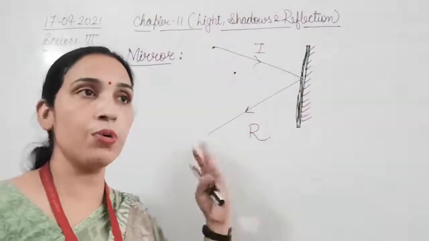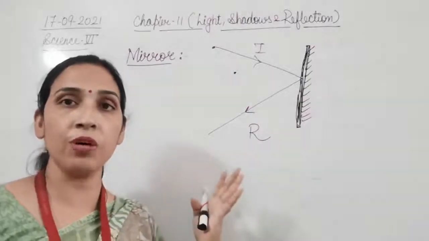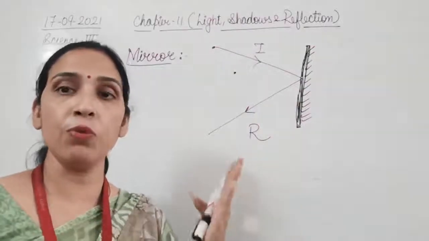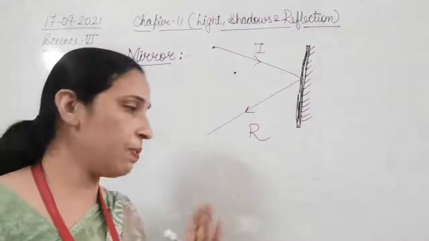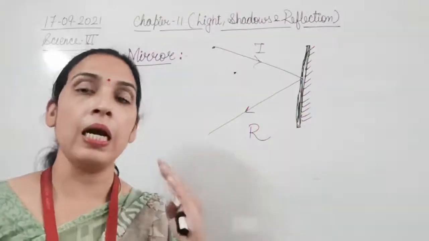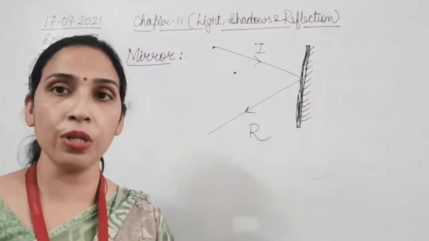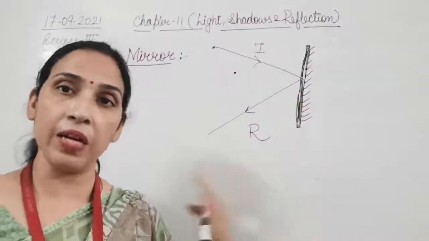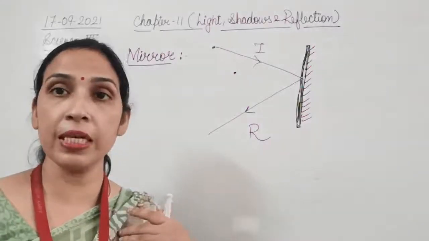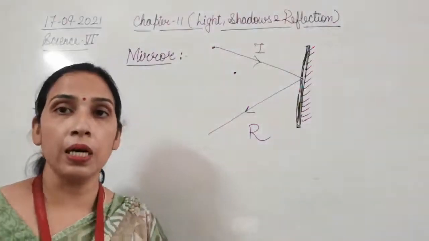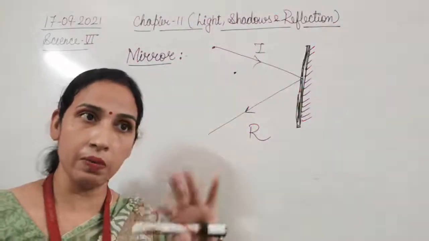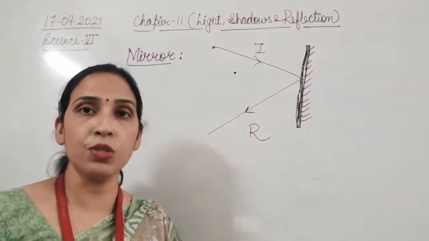If I am going to take any opaque object, like a piece of wood, and light is falling on that and reflected back, I cannot see my image in that wooden sheet. Why is it so?